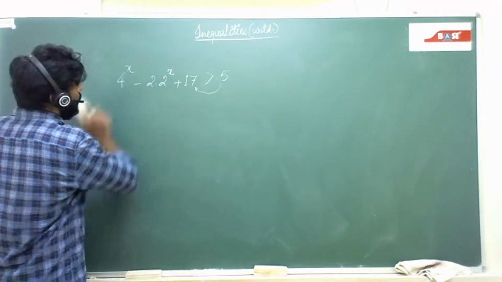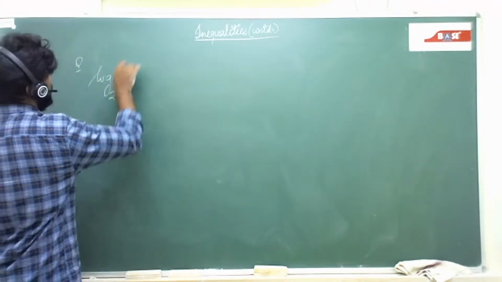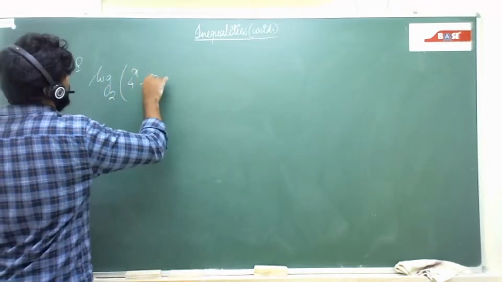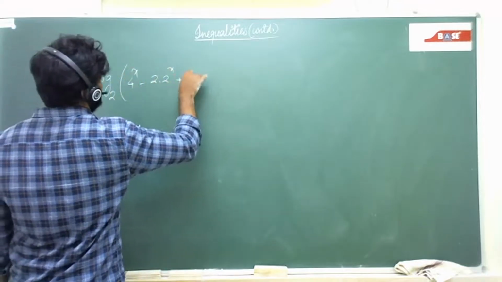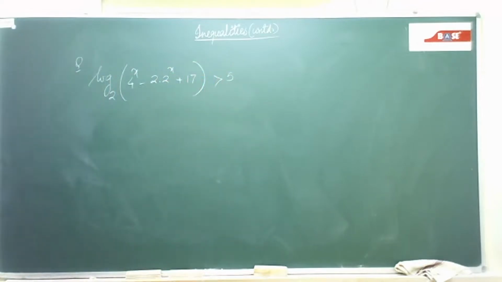Oh, I'll rewrite the question once. The question is actually this: 4 to the power x minus 2 into 2 to the power x plus 17, that is more than 5. That's what the question is. The question had some error. So that's what the question is.